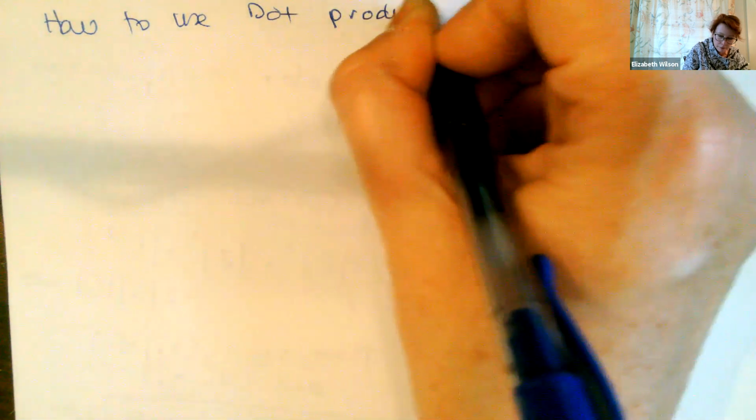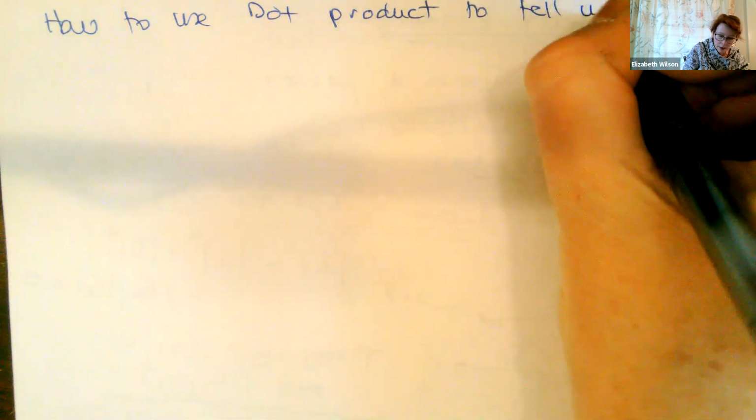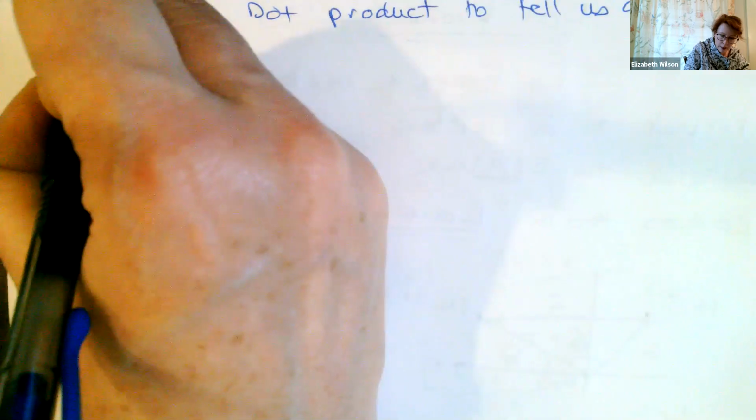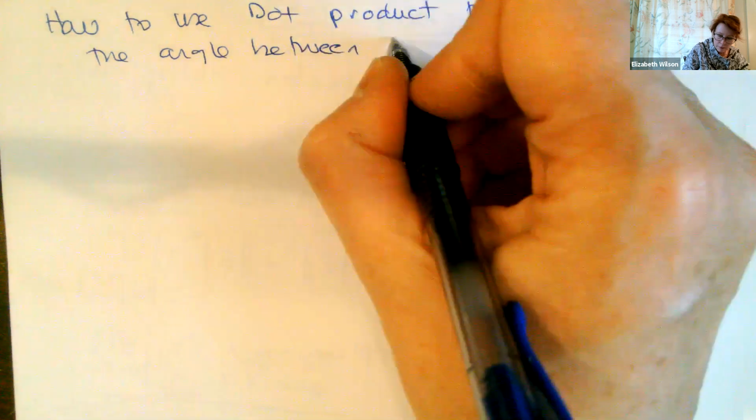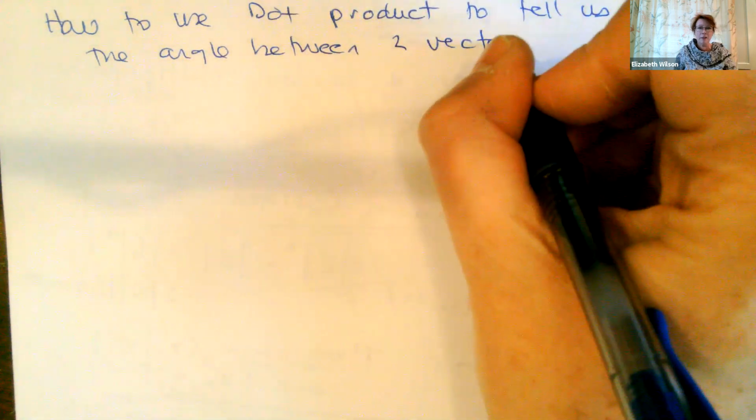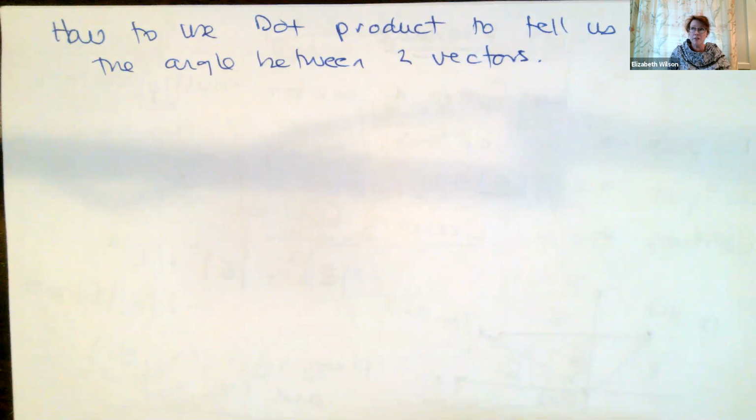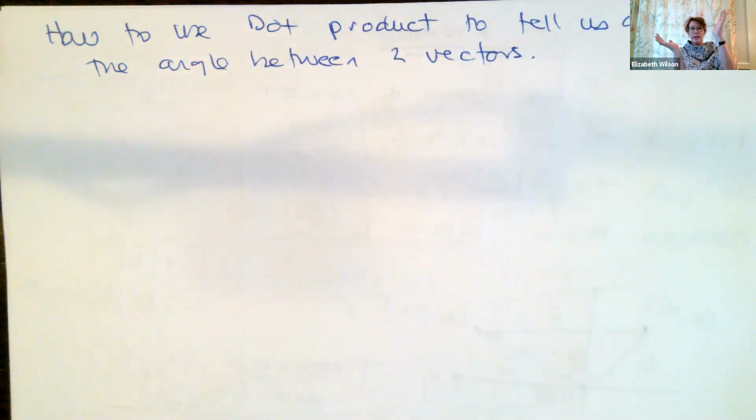So I'll call this how to use the dot product to tell us about the angle between the two vectors. The dot product is between two vectors, A and B, V and W, whatever the vectors are called. Those two vectors are separated by an angle. Is that angle obtuse, or acute?